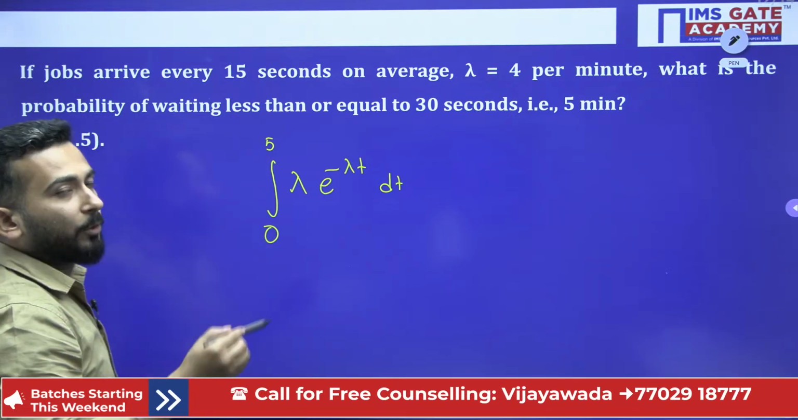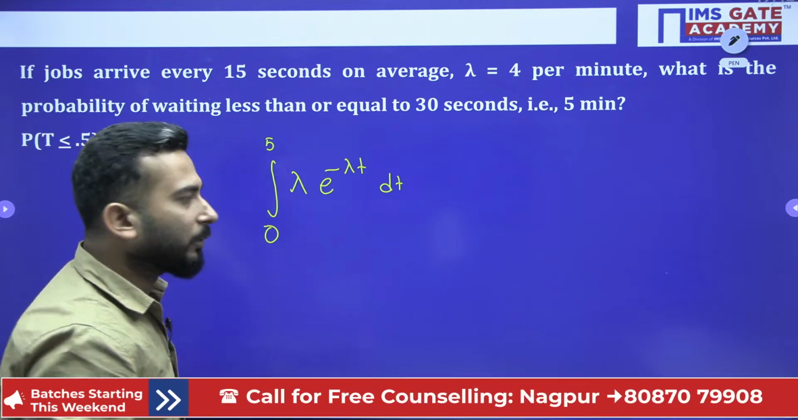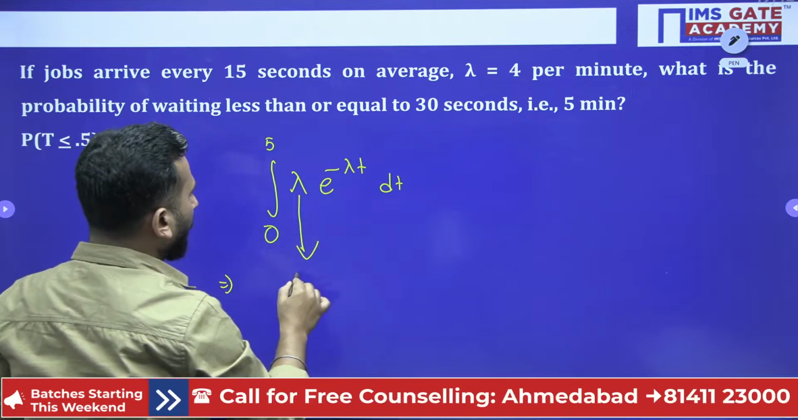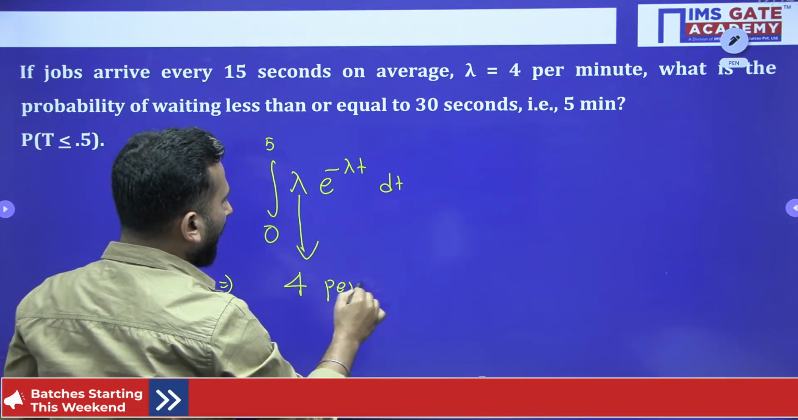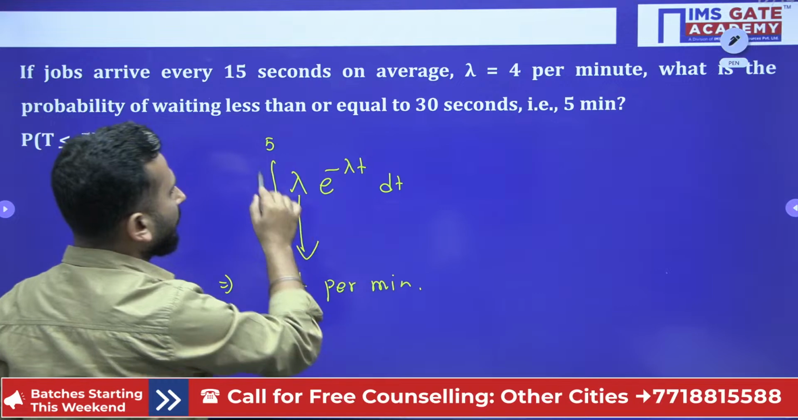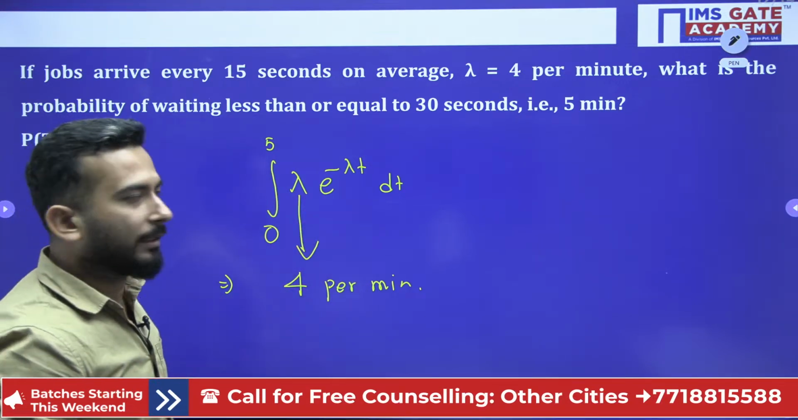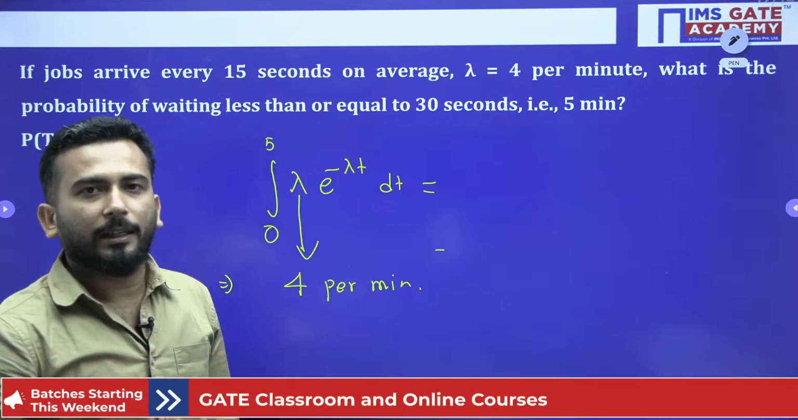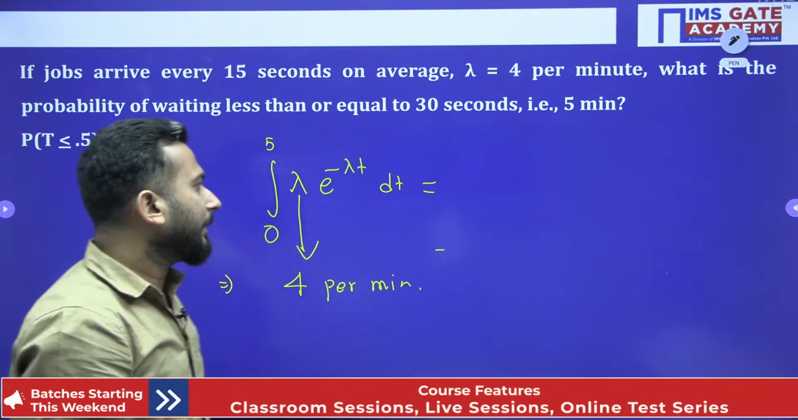So see, I'm not writing dt in every integration, it's an understood thing, that is not the important thing. So what you will do, you will substitute lambda directly equal to how much? 4 per minute, and everything is same, you will get the answer. So you can do the calculation and drop the answer in the comment section. I will check it personally.